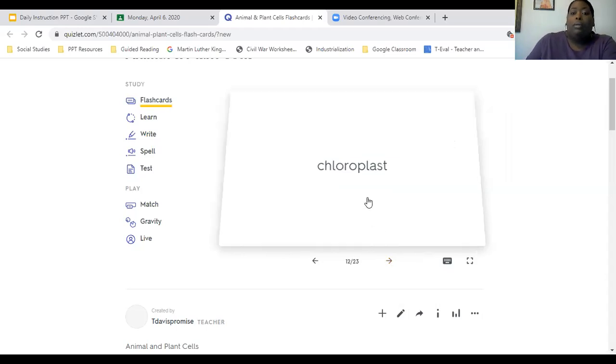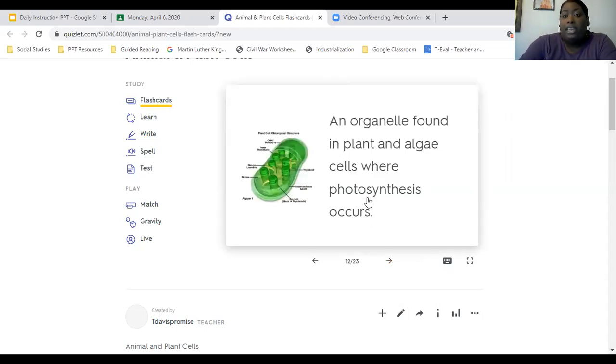Chloroplast. Chloroplast is an organelle found in the plant and algae cells where photosynthesis takes place. Chlorophyll is inside of the chloroplast, and it's what gives the plant cell its green color.